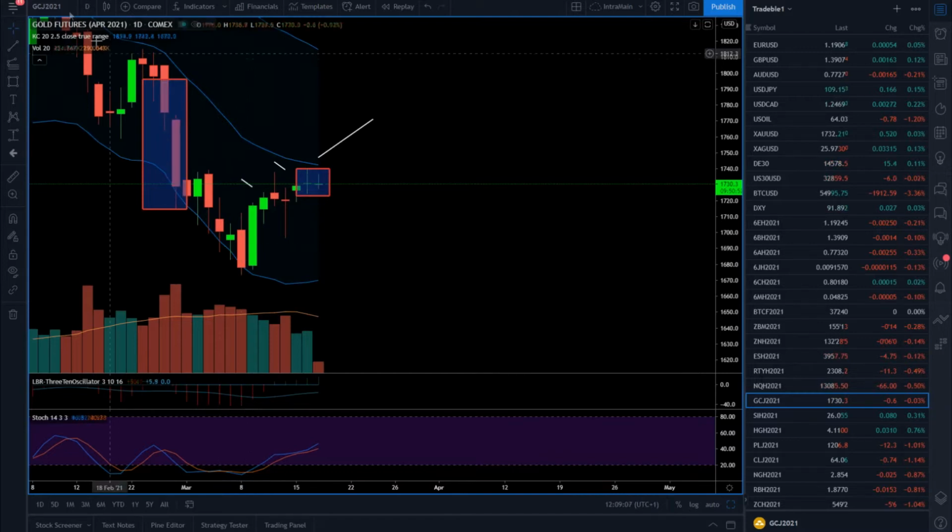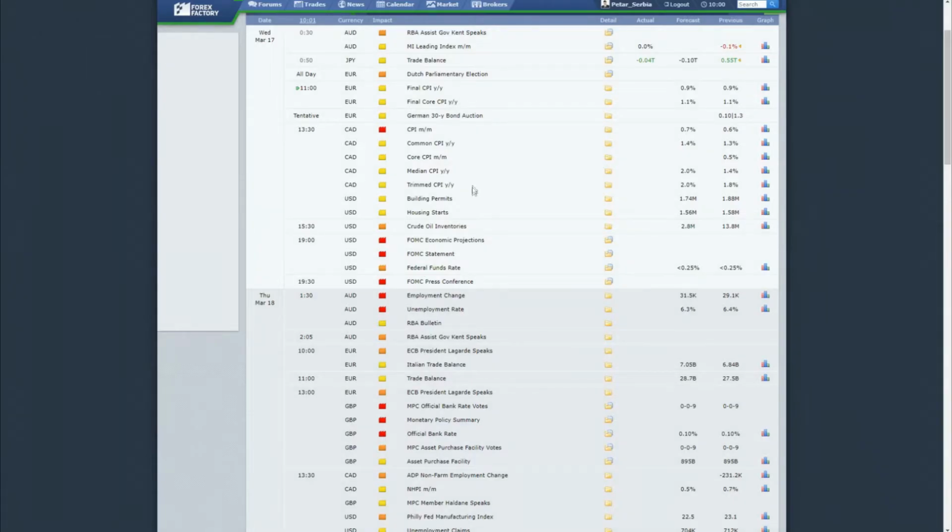Today is the big day in terms of the news, because we do have the FOMC statement, the FOMC press conference later today, and the FOMC economic projections. We can expect very high volatility around this event, and you need to be very careful with your positioning and define your risk properly because of the news that we'll have later during the day.